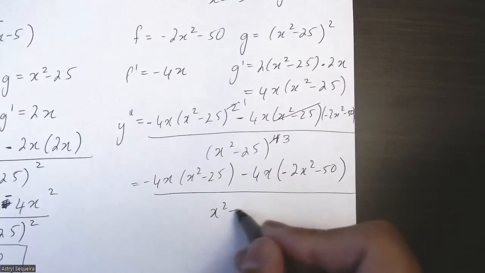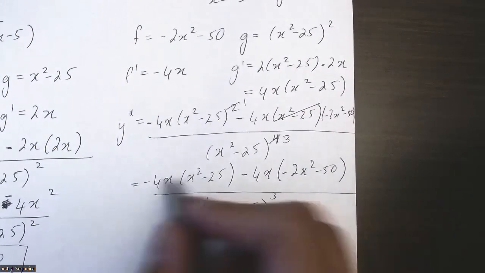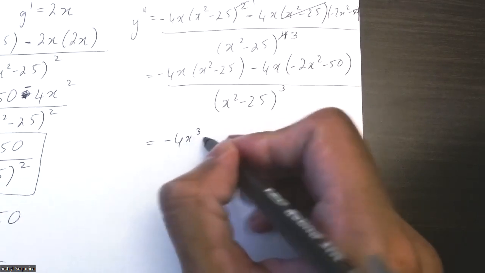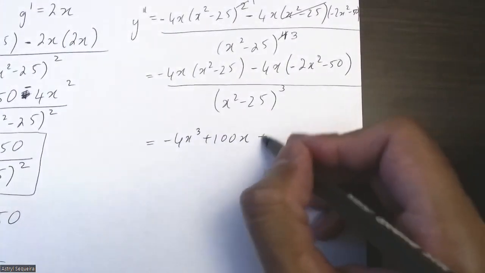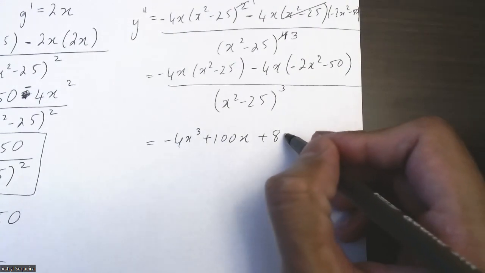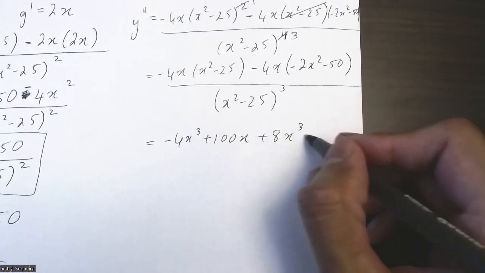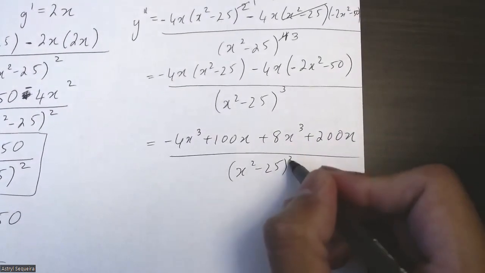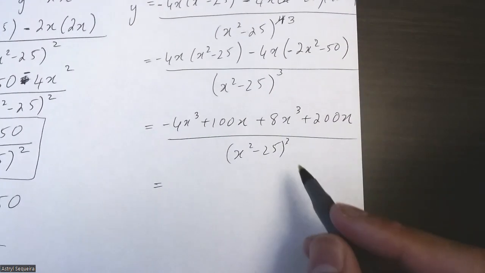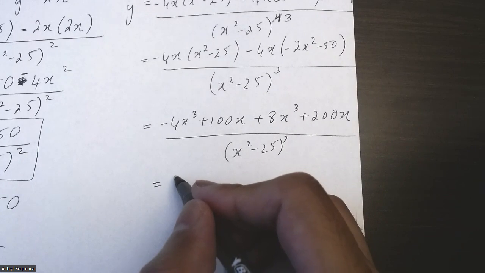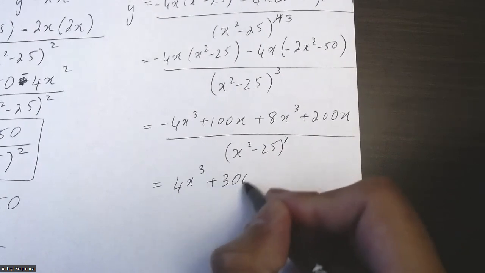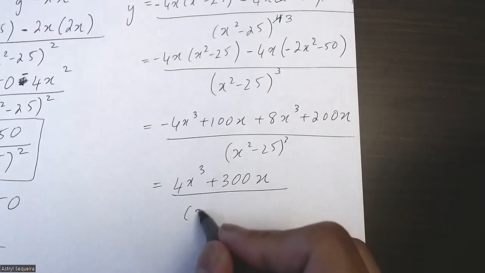So this is the equation a bit simplified over here. And now I want to expand and combine like terms in the top. So that's going to be negative 4x cubed plus 100x plus 8x cubed plus 200x. Denominator stays the same. Can combine like terms in the top. So I'll get 4x cubed plus 300x divided by (x squared minus 25) cubed.